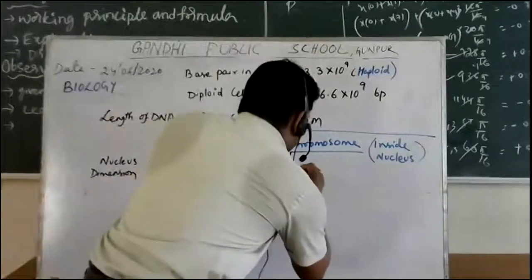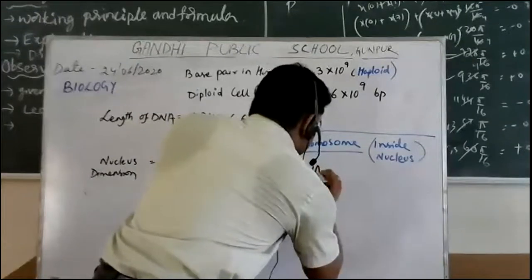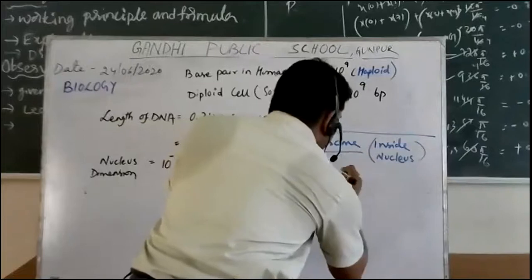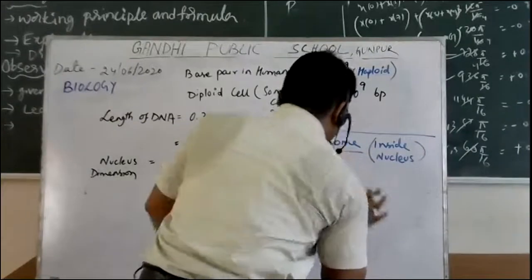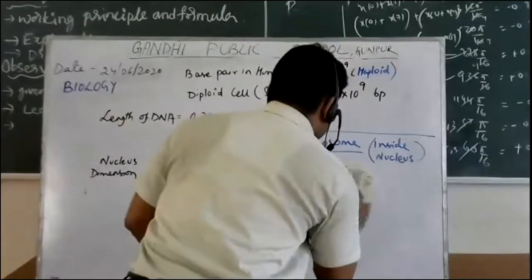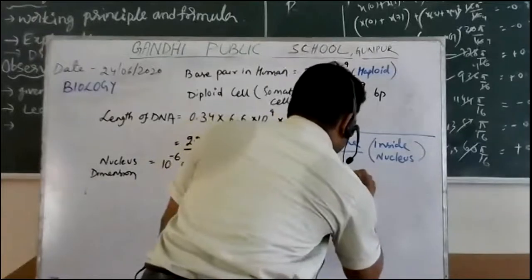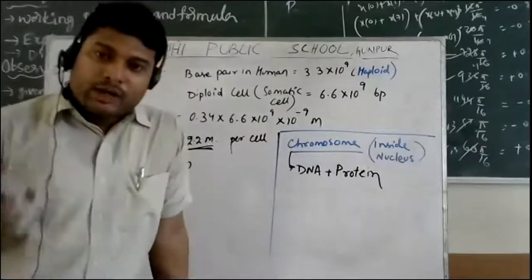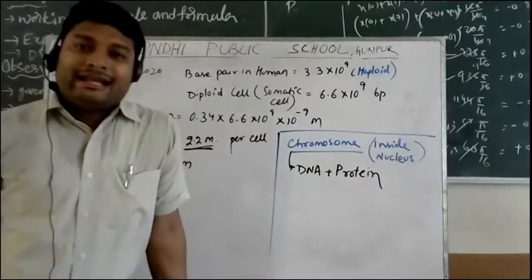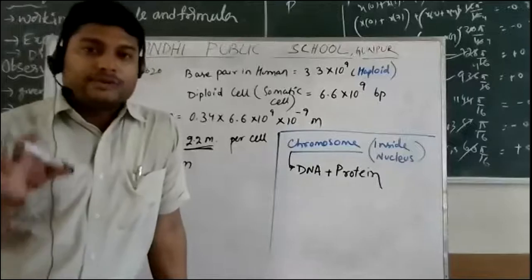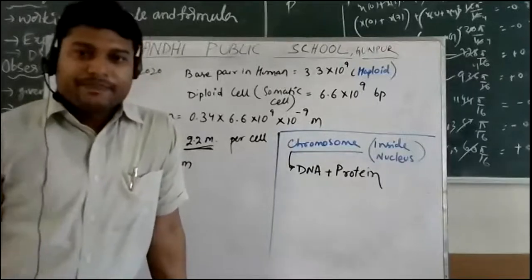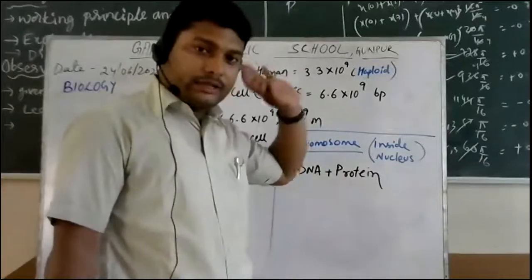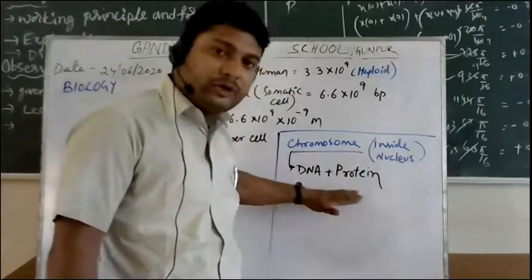So we are going to have the DNA, of course, and along with that the histone protein. I will not go into that yet, because there are two categories of protein. One is called histone and one is called NHC, or non-histone chromosomal protein. Let us say that each chromosome is made up of DNA and protein.